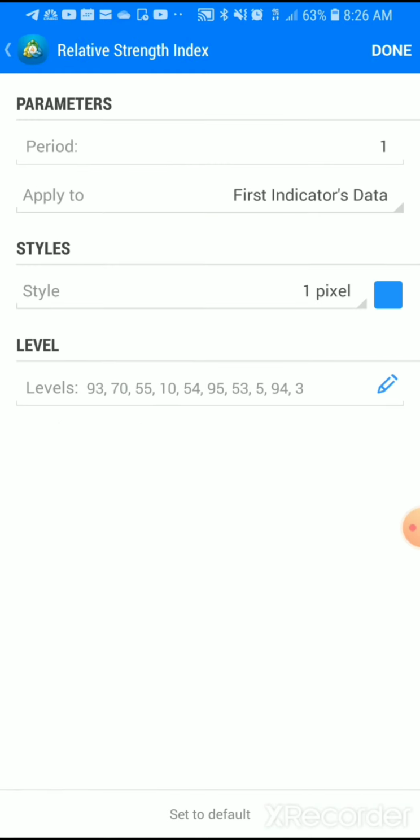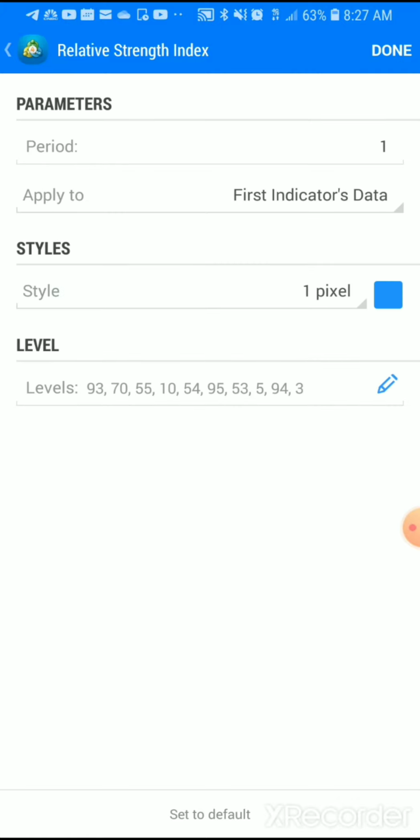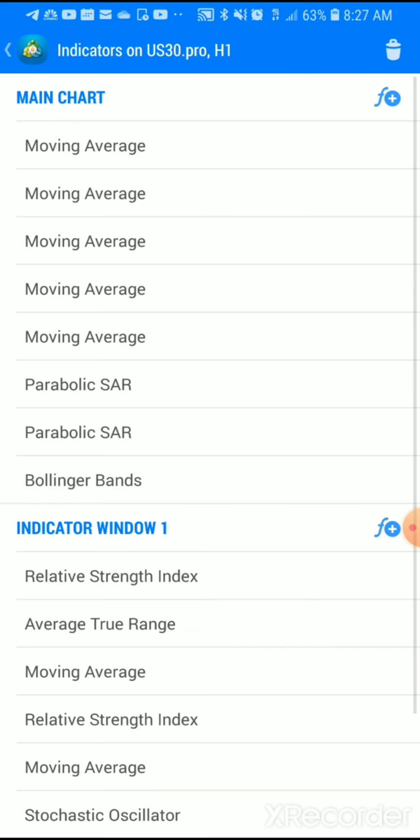And I have another RSI set to 1, and this matters. All right, stop the video. Take a look at it. I'm not going to run through all of the numbers right now, but if you don't get anything else, get those strong sells, the strong buys, the TP1 oversold sell, oversold buy. Everything else, if you don't want to put it, that's up to you. I choose to put them because I trade level to level, and sometimes I look down there and that helps me. The bottom window I really just use as confluence.